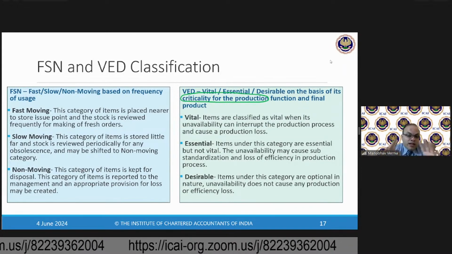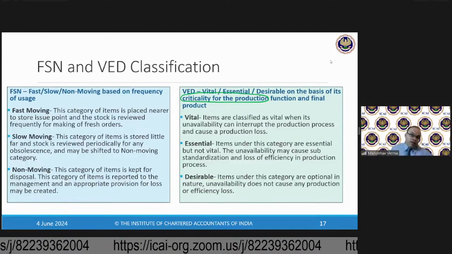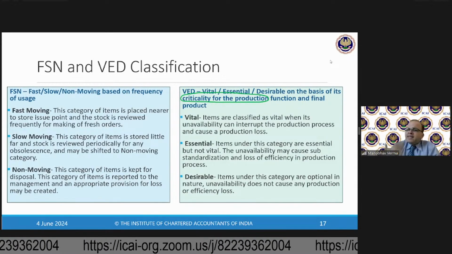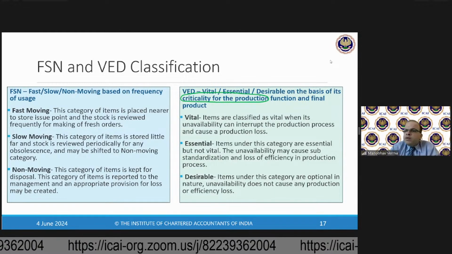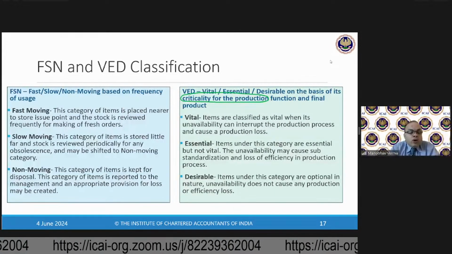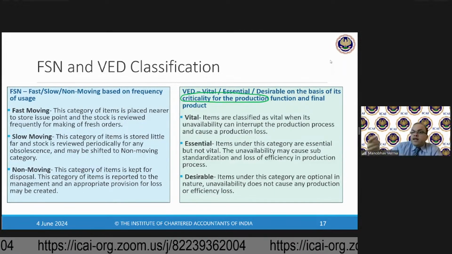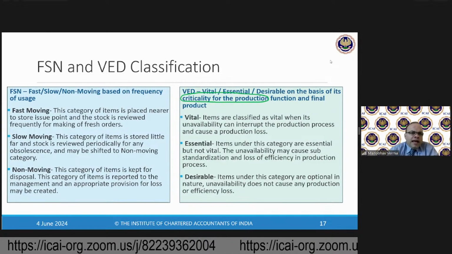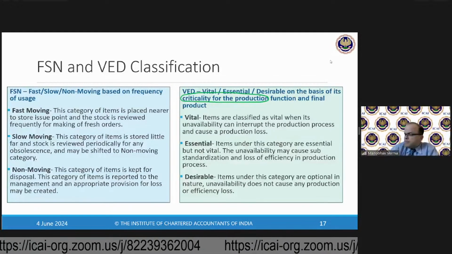When you say desirable, their unavailability may not cause immediate efficiency loss. But of course, when you're talking about prioritizing things, then this classification becomes important. You have to have a constant check on the vital ones more than the desirable ones. Right? That's very important. Any questions till now, guys?